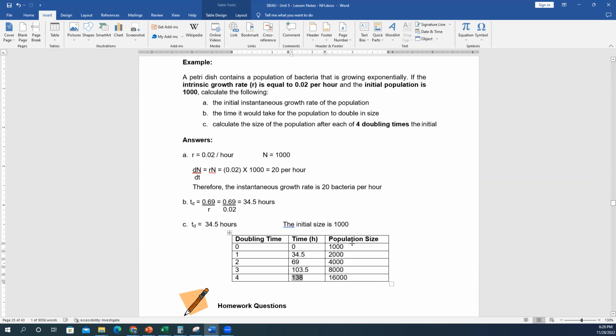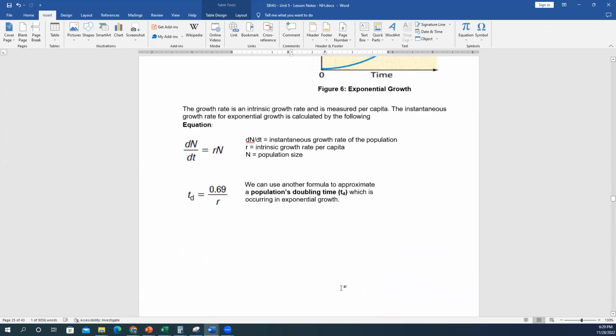So we've calculated the size of the population after each of 4 doubling times. First doubling time, second doubling time, third and fourth doubling time. And that's all. So that's how you can answer this type of question using these equations.